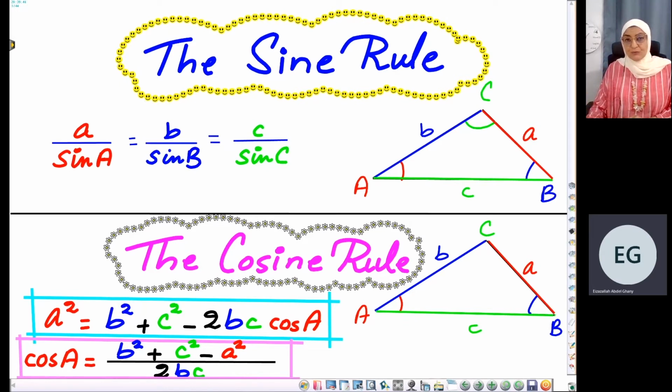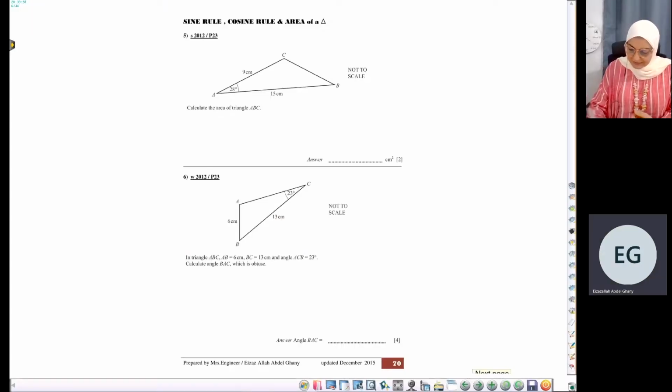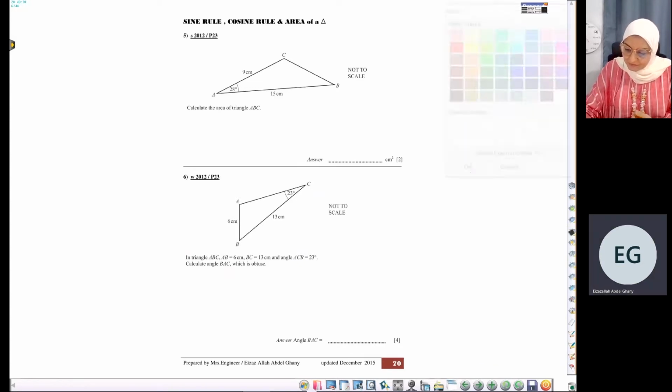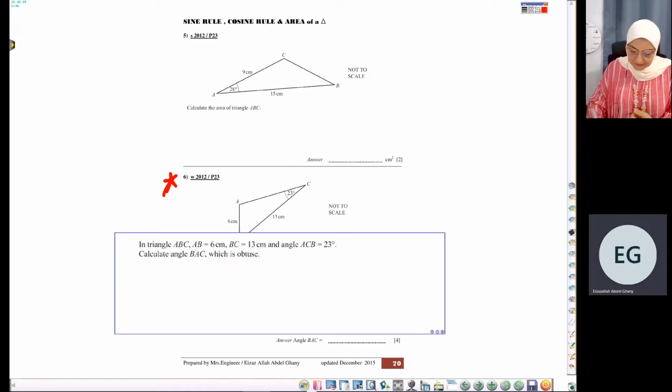Now let's go to an example for the sine rule and see how to use it. This question 6 is about using the sine rule. Let's read. In triangle ABC, AB equals 6 centimeters, BC equals 13 centimeters, and angle ACB equals 23 degrees. Calculate the angle BAC, which is obtuse. This word is very important.